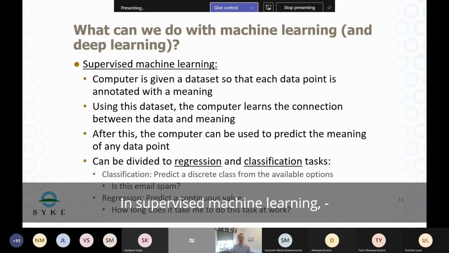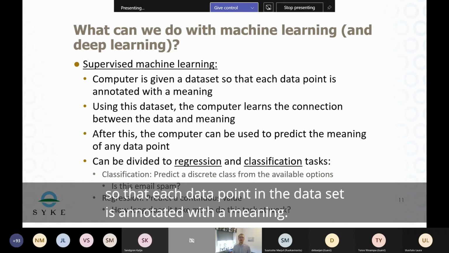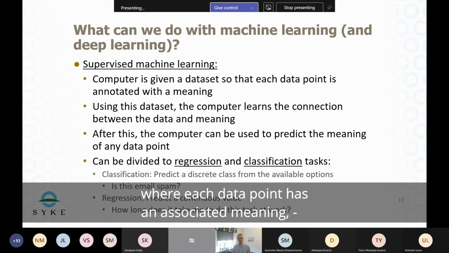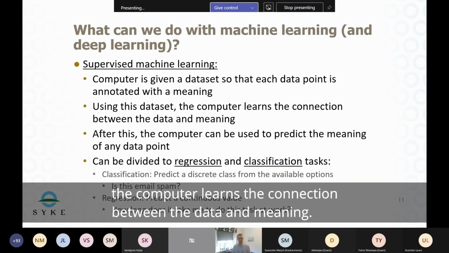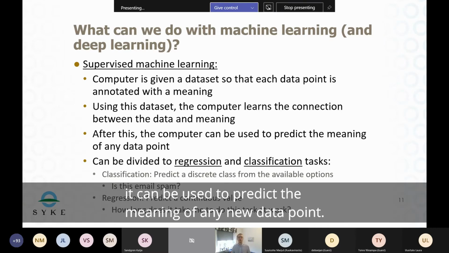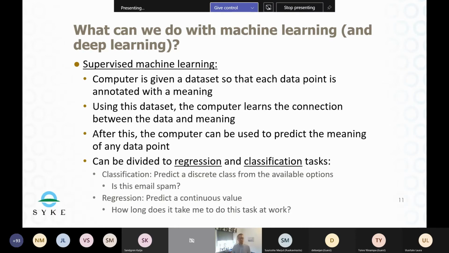In supervised machine learning, a computer is given a data set so that each data point in that data set is annotated with a meaning. With this data set, where each data point has an associated meaning, the computer learns the connection between the data and meaning. After the computer has processed the annotated data, it can be used to predict the meaning of any new data point.